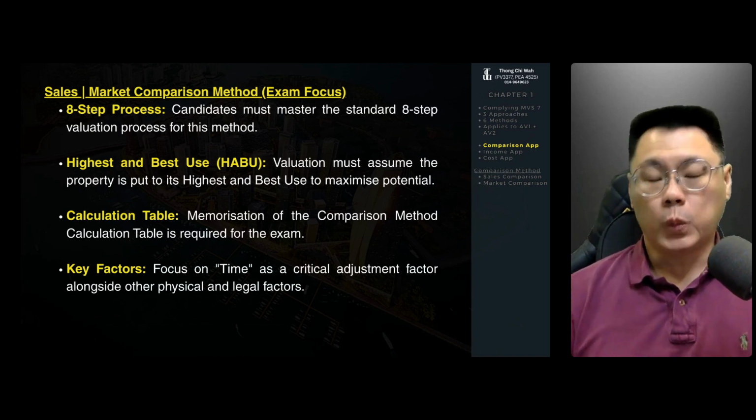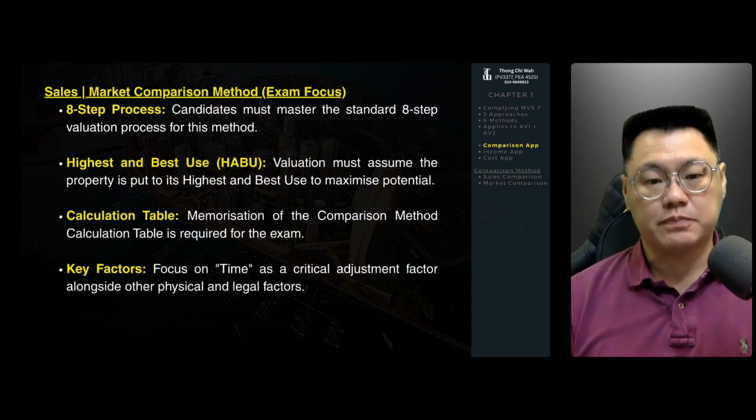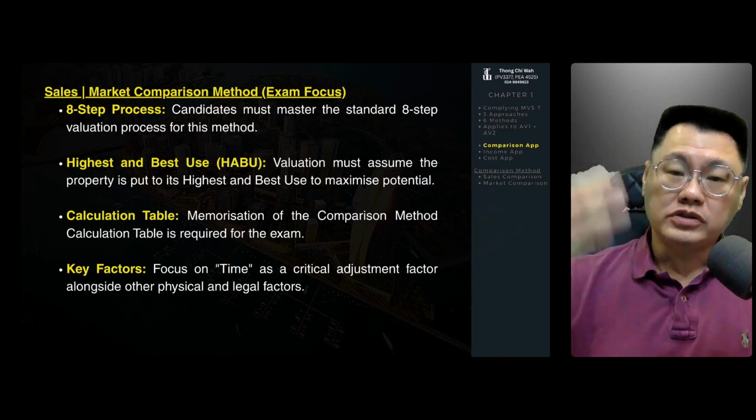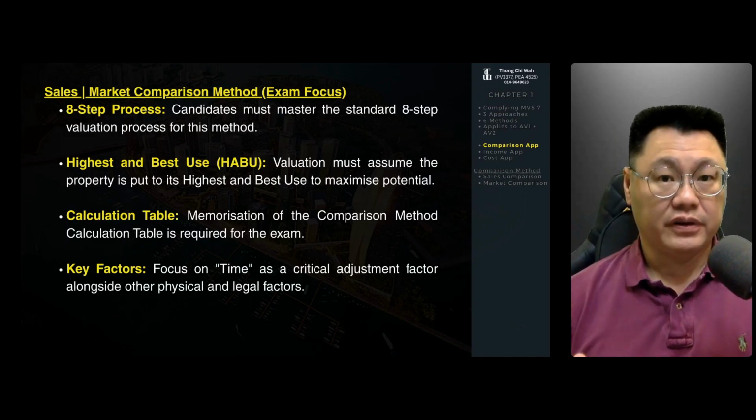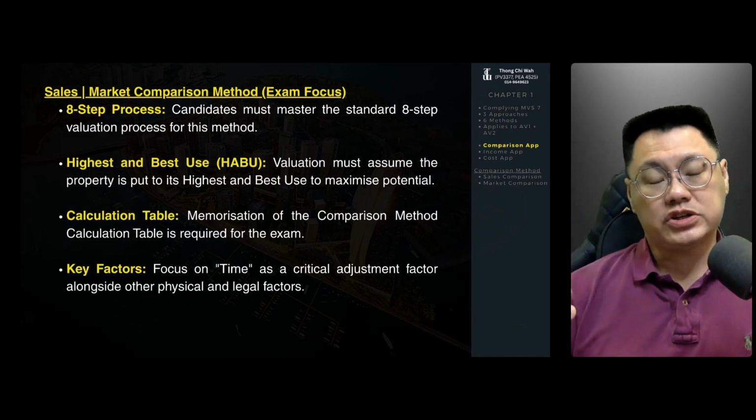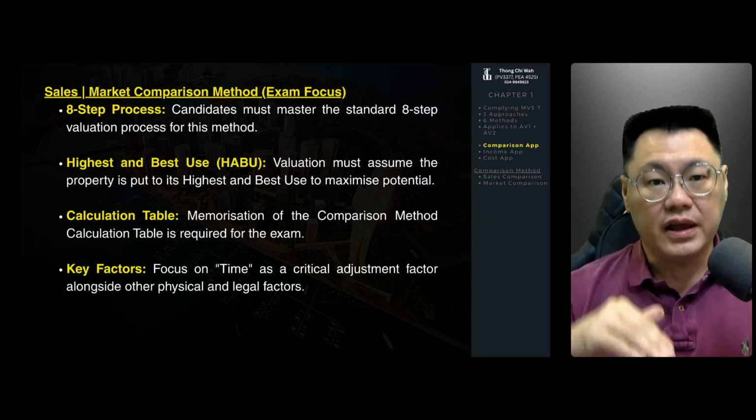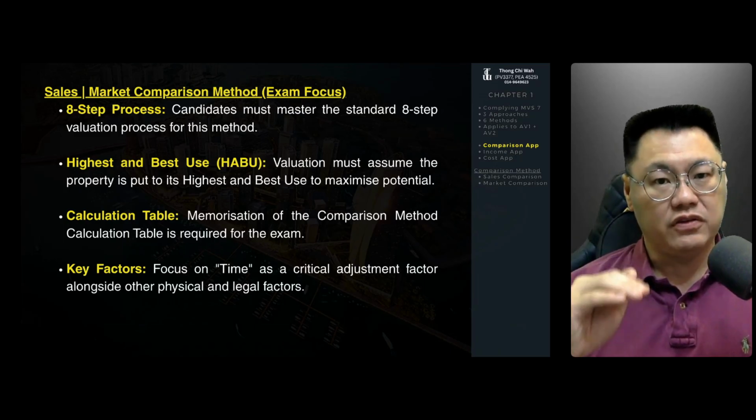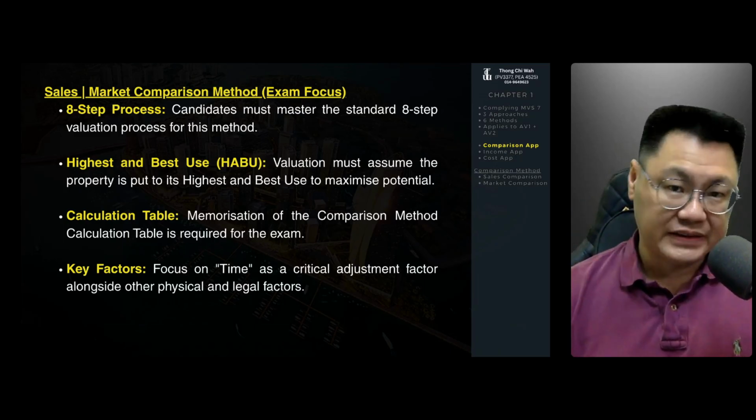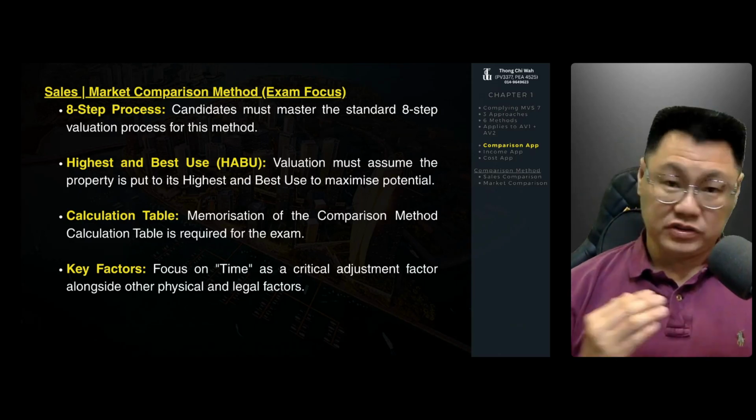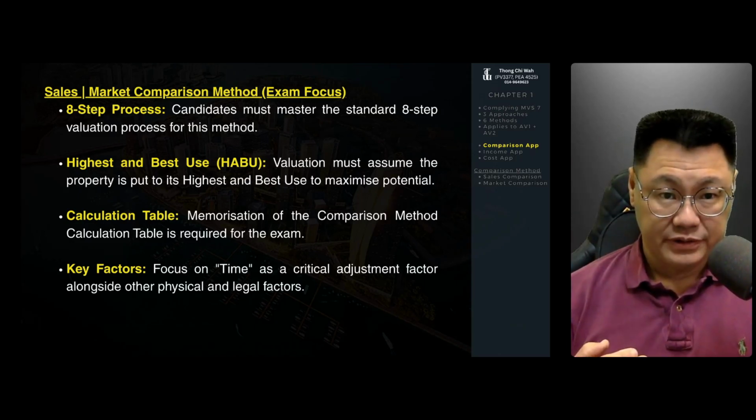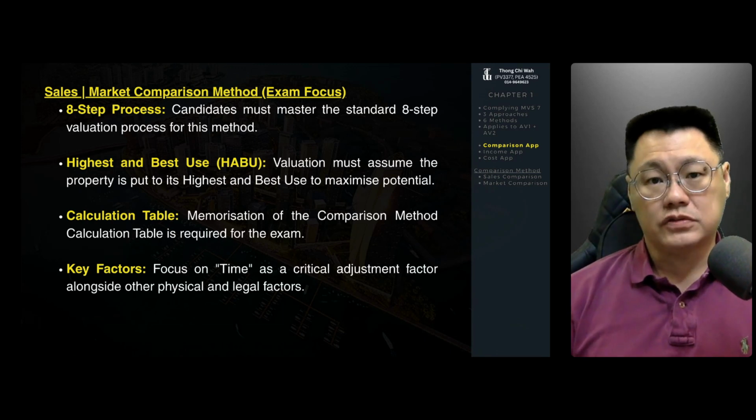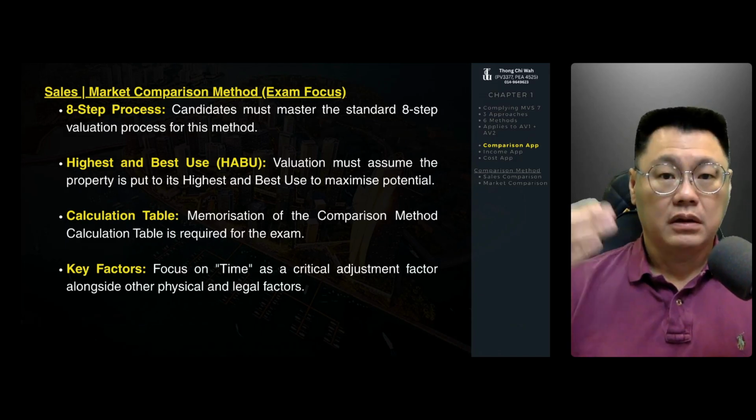In my classes, we also make sure that all the candidates memorize the comparison method calculation table as required for the exam. Once you memorize the table, which is very procedural, then when you look at the question, you are able to find what to fit into each part of the table. If in the event the question does not provide you with the figures or data, then you can make an assumption because it's required to complete the table. So this table memorization is very, very important. We stress to all our candidates that it must be memorized.